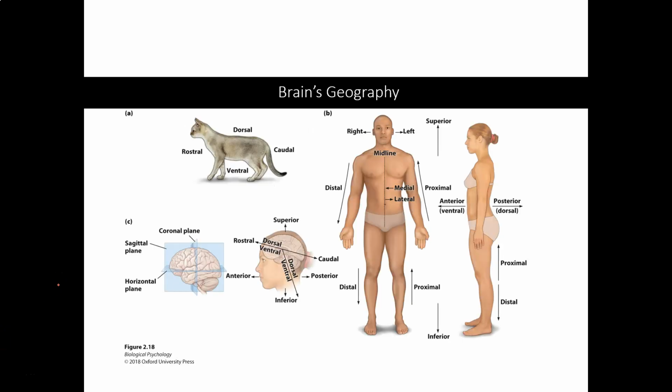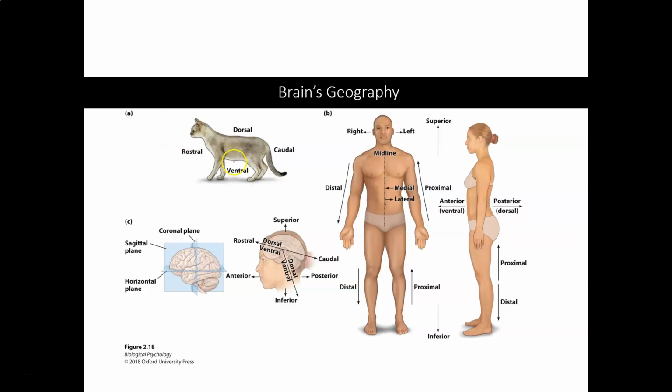Before we dive into brain areas and their functions, we need to talk about what your textbook calls the brain's geography. But really, we're using terms to orient ourselves once we're in the brain. And these are terms that neuroscientists as well as physicians use to orient themselves to different areas of the body. We're going to be using it largely for the brain, but you can apply it to any body part.